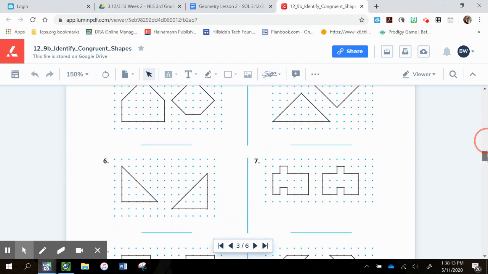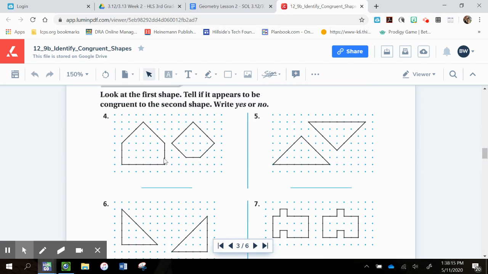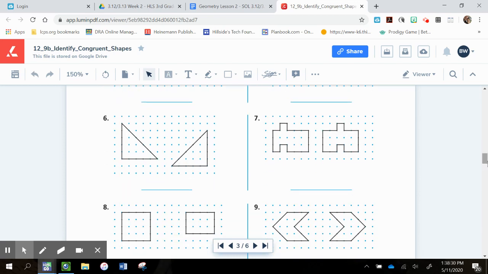If we move down, we're going to tell if the shapes appear to be congruent. And so for number 4, that's definitely not congruent. Number 5, that is congruent. Number 6, they are congruent. Okay. If we wanted to check, we could check this bottom line. 1, 2, 3, 4, 5. 1, 2, 3, 4, 5.